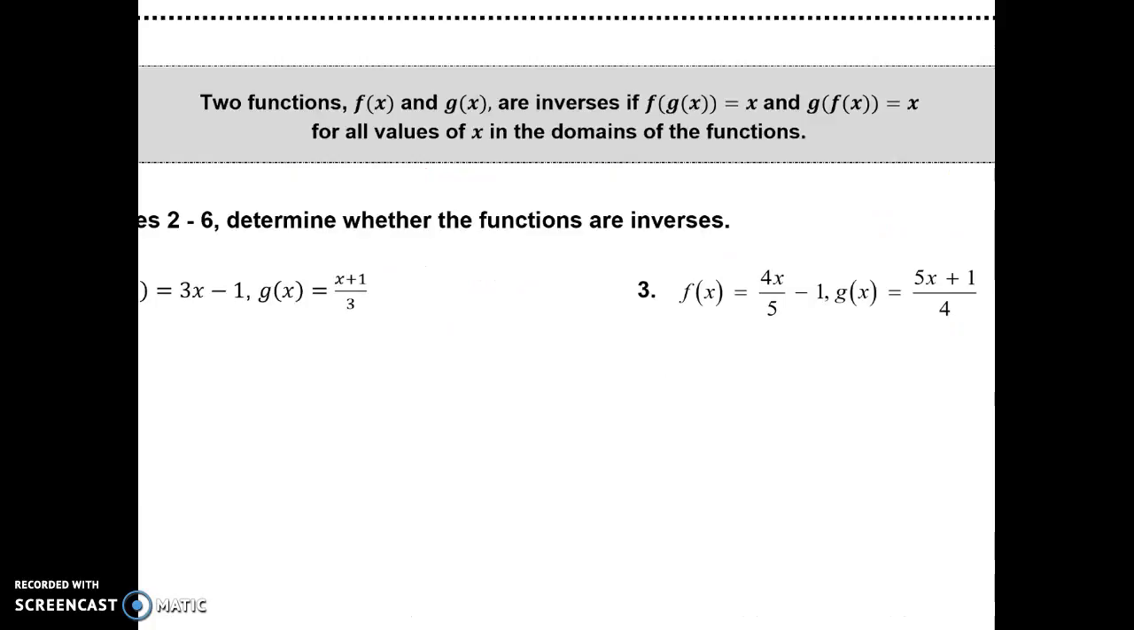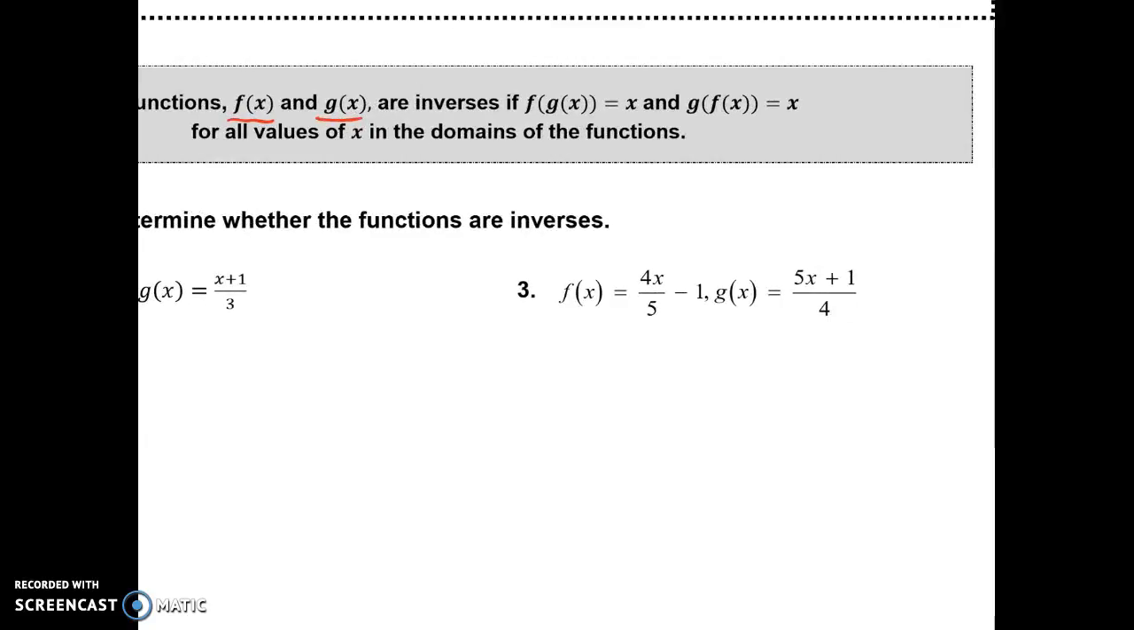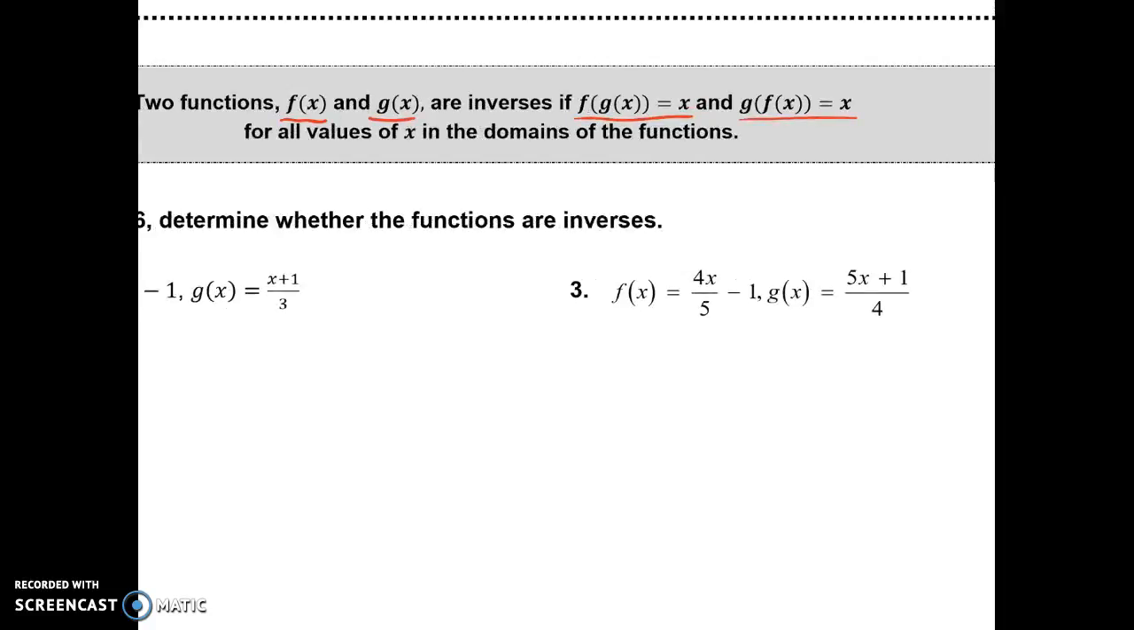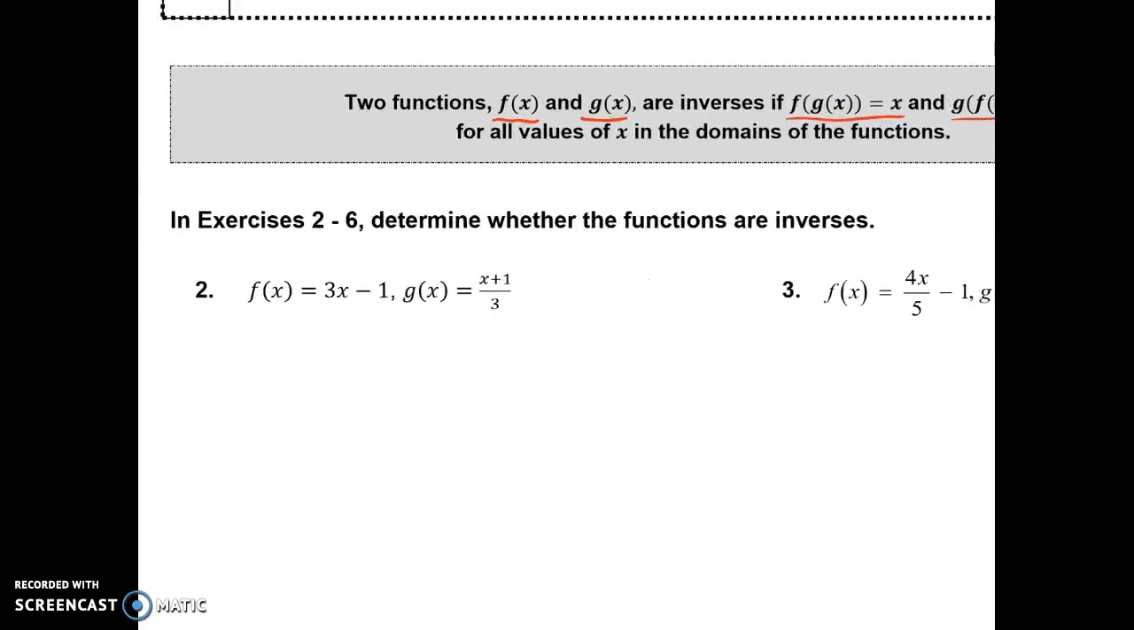For the next part, we're going to learn how to tell whether or not two functions are inverses of each other. So it says when we have two functions, f of x and g of x, they are inverses if f of g of x is equal to x and g of f of x is equal to x for all values of x in the domains of the functions. So now in exercises 2 through 6, we need to determine whether the functions are inverses of each other.